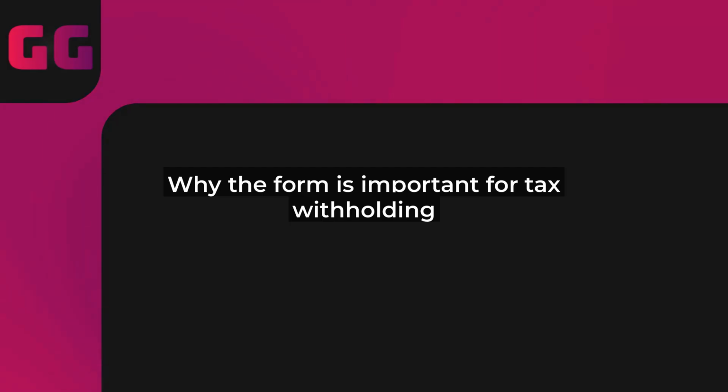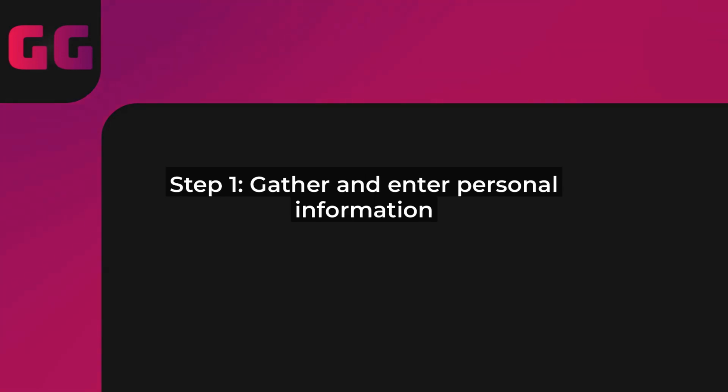First off, why does this matter? The W-4P form tells your payer how much federal income tax to withhold from your pension or annuity distributions. Getting it right means you're not hit with surprises at tax time. For 2025, the IRS might have minor updates, like adjusted income thresholds, so always check the latest form on their website.